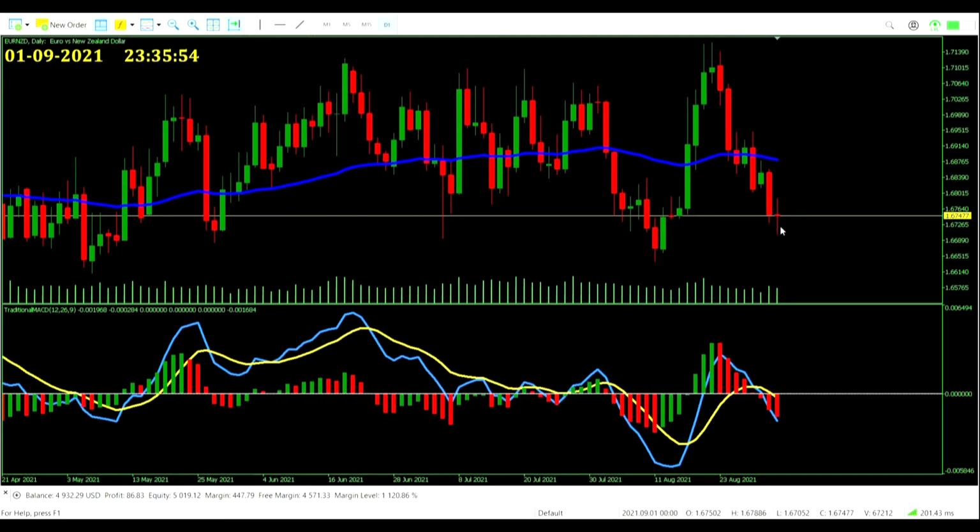Euro against New Zealand dollar, this was our other trade. And today it wouldn't have done as well as our New Zealand dollar Swiss franc trade has. We gained quite a bit more, but this one has stayed about flat here. So currently looking like the better trade to be in is the Swiss franc one.